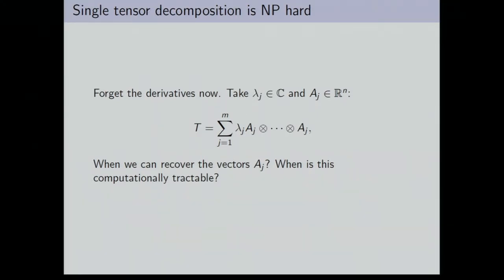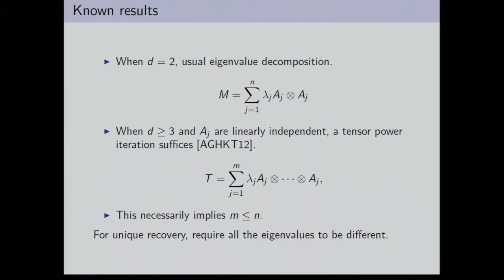So if you look at only one derivative tensor, well, actually you can forget about derivatives. You can just consider a tensor of this form. If someone gives you a tensor of this form and asks you to recover the AJs, when is this possible and when is it computationally efficient? And basically the answer is never. It's NP hard, and I only know of one class of tensors where this is actually possible.